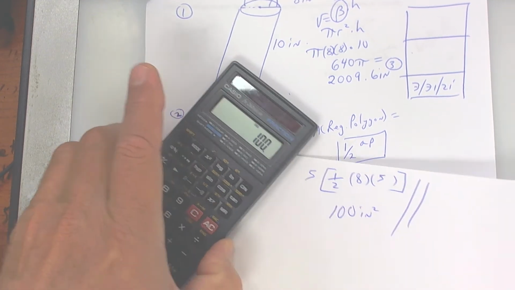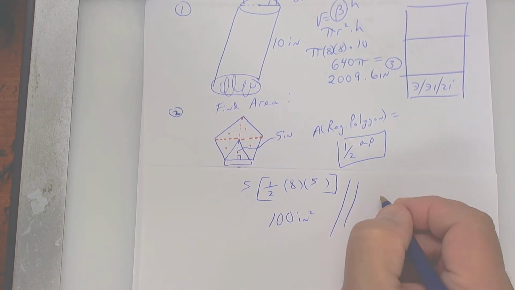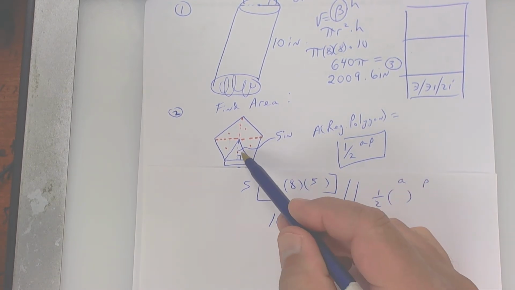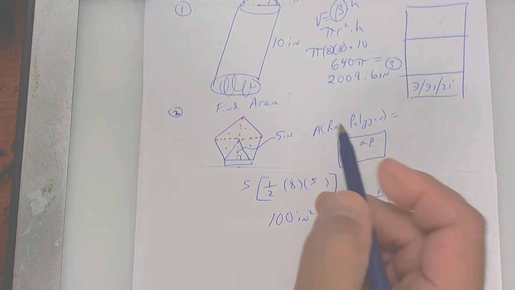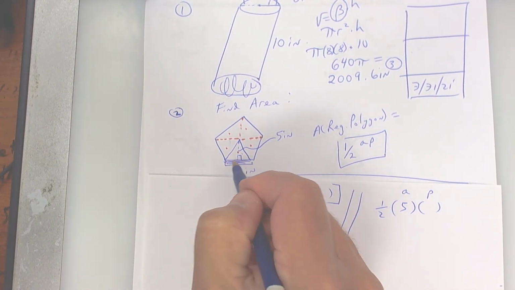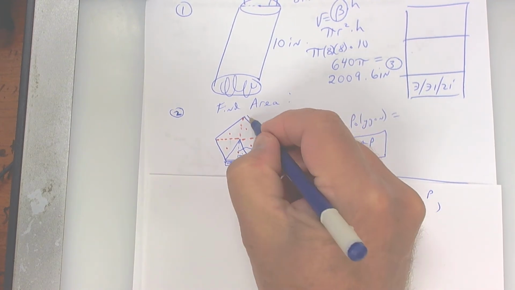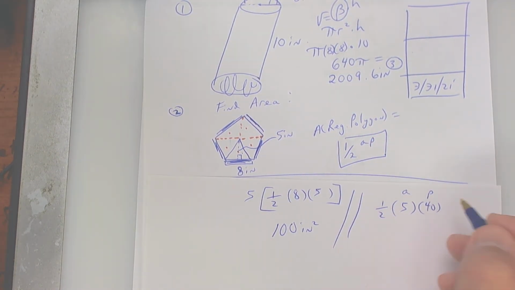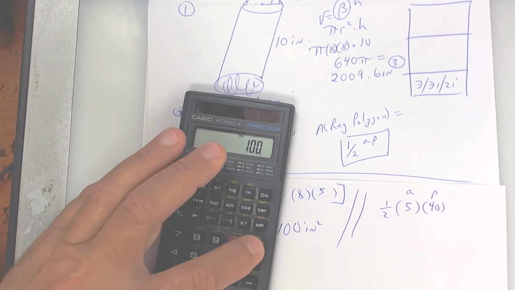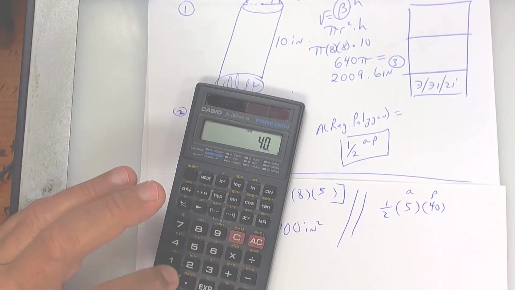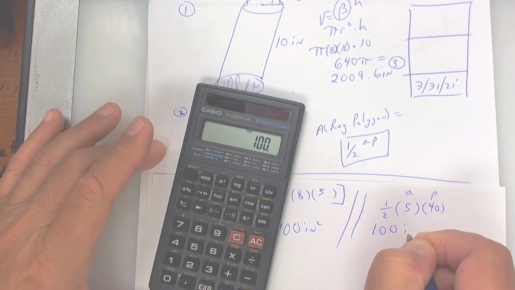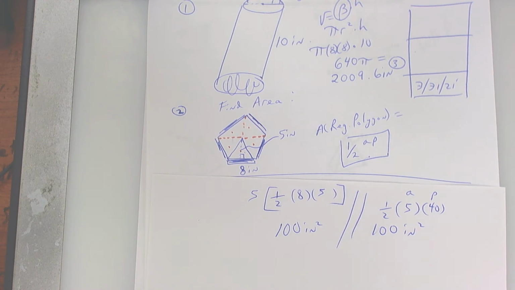Now let me use the formula just to show you that it works. 1/2 A, which is the height, called the apothem, and the height here is 5, and the perimeter would be all the way around. So it'd be 8, 5 of these. So 5 times 8 is 40. Let's see if that works. So 5 times 40 is 200, and then when you divide by 2, you get the same answer. So even if you don't know or remember that formula, you can break it up into triangles.